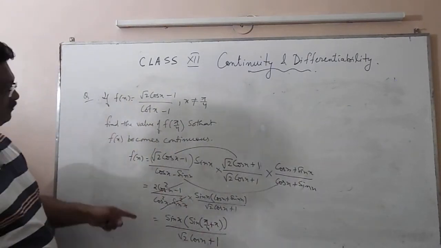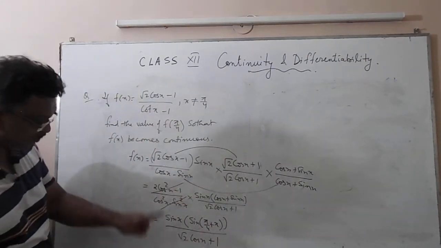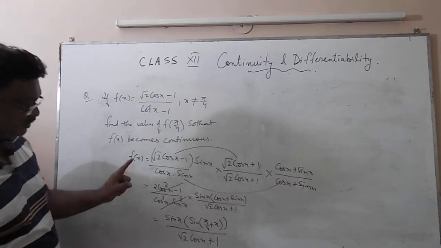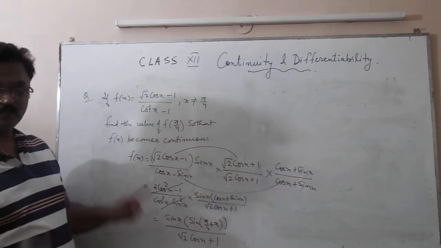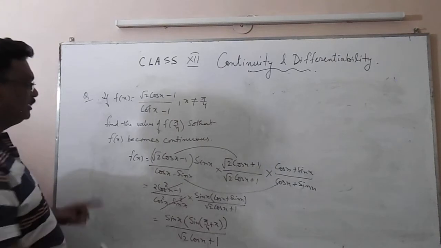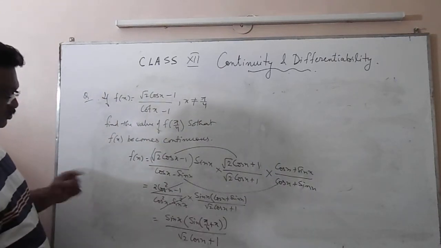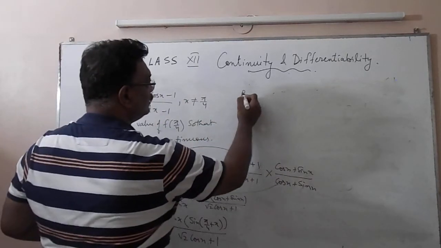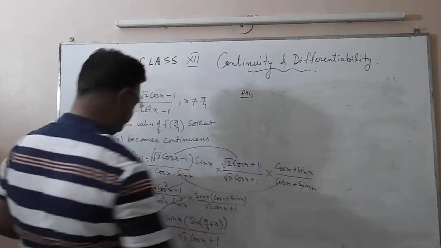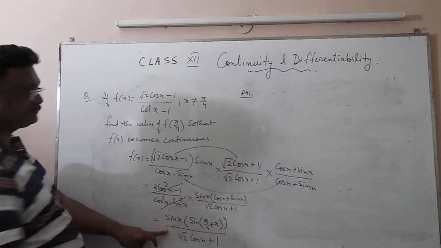Now I'll have to find out the right hand limit for this function. I'll have to find out the left hand limit for this function. Whatever both the values will come, that will be the value of f pi by 4. Is that clear? So we take up the RHL for this function now.